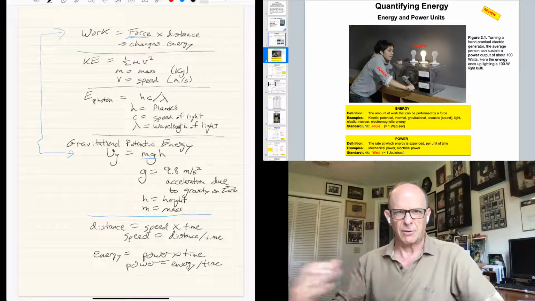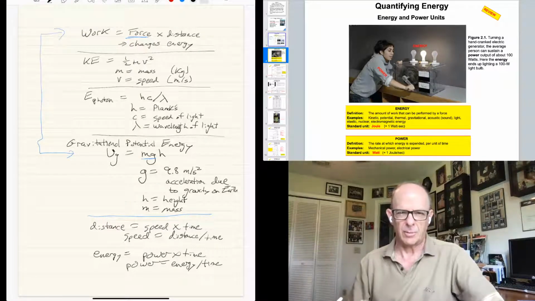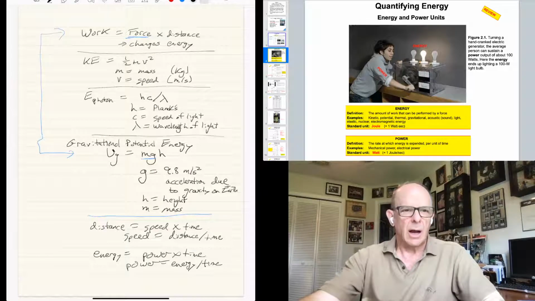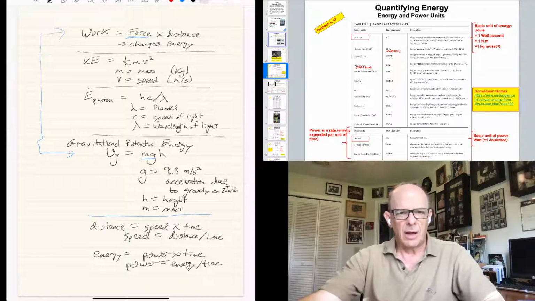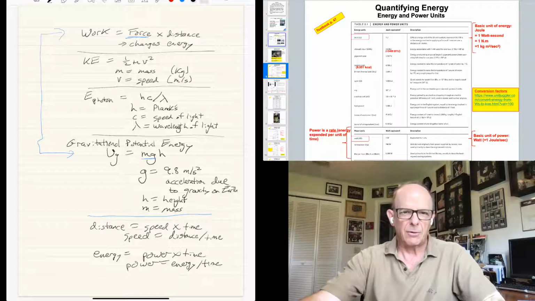Energy is like your distance traveled, it's a total quantity of something. Power is a rate, just like the speed that you might be traveling. The book and these slides are just providing you some of the different units for energy and power and the energy conversion factors between those.